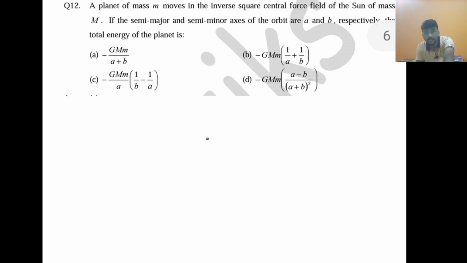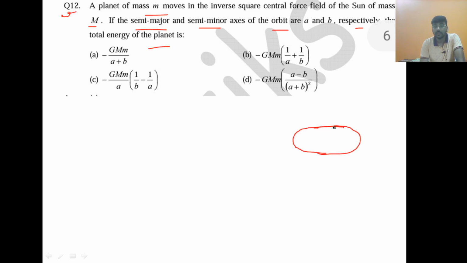So let me take the next problem. So here is the problem. Given that a planet of mass m moves in the inverse square central force field of the sun of mass capital M. If the semi-major and semi-minor axes of the orbit are A and B respectively, find the total energy of the planet. The planet is moving under the central force potential, so it will be an elliptical orbit, and the semi-major and semi-minor axes are given. So let me draw the elliptical orbit like this. This will be the elliptical orbit.